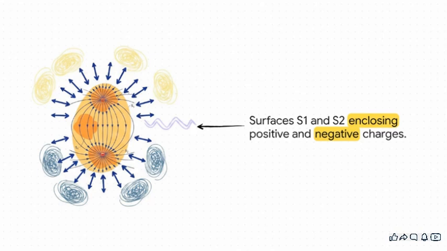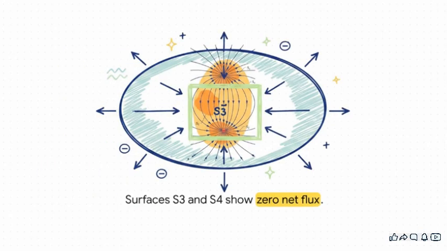Notice surface S1 up top. The electric field is outward for all points on this surface. Because it only has outward piercing lines, it confirms a net positive charge inside. Conversely, look at surface S2 down below. It has entirely inward piercing lines, creating negative flux, which perfectly confirms a net negative charge is trapped inside that specific boundary.